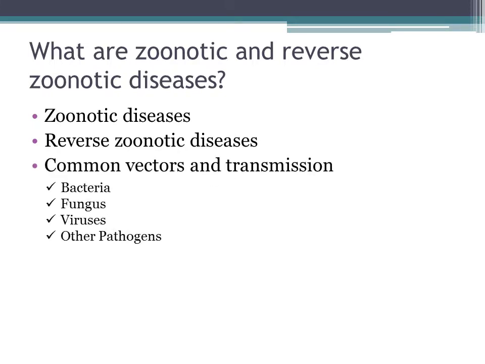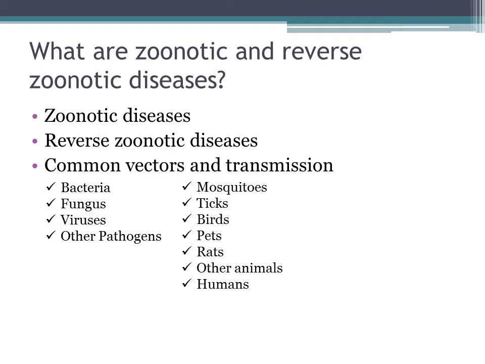These diseases can be caused by bacteria, parasites, fungus, viruses, and other pathogens. Zoonotic diseases can be transmitted by mosquitoes, ticks, birds, pets, rats, and other humans. Reverse zoonotic diseases are transmitted from humans to animals, and some diseases may even involve the capacity to be transmitted between humans.